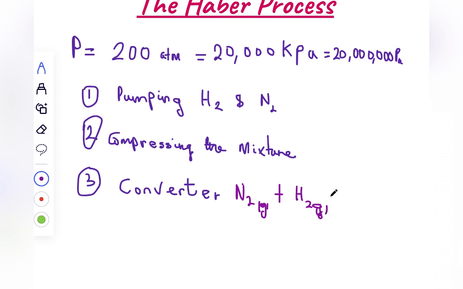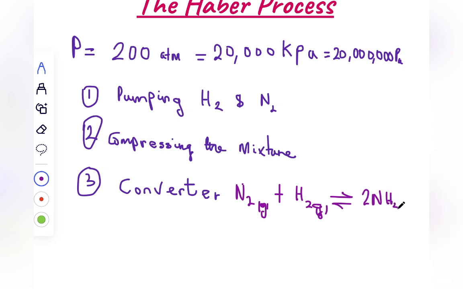It's a reversible reaction, so it has a forward reaction and a backward reaction. Being reversible means equilibrium can be reached, to produce ammonia, NH3. So we can balance the equation.